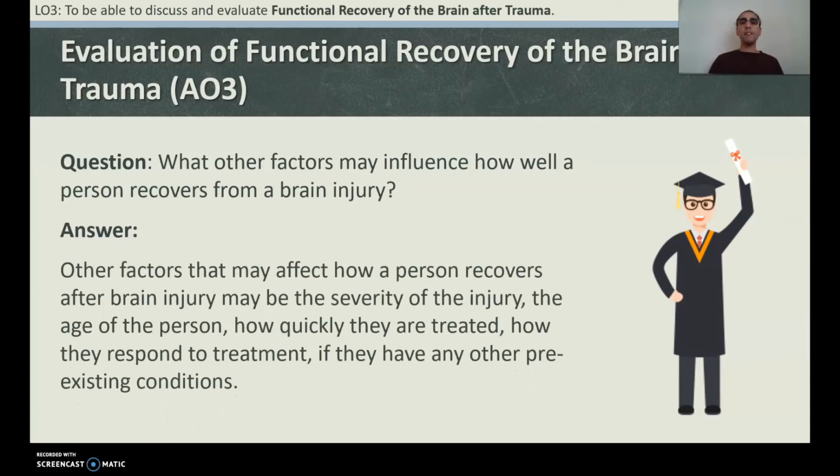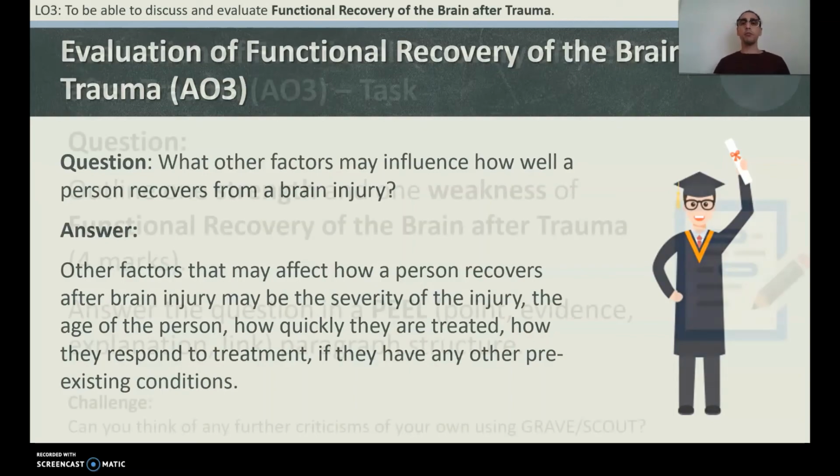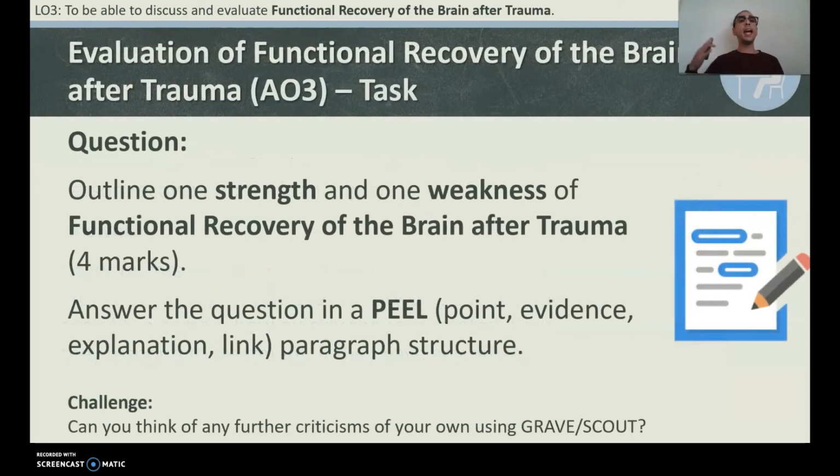Other factors that may affect a person's recovery after a brain injury may be the severity of the injury. Yeah, if it's a really severe injury, in comparison to a minor injury. The age of the person, how quickly they are treated, how they respond to treatment, and if they have any other pre-existing conditions. There are lots of things that might affect how well a person recovers. Okay, outline one strength and one weakness of functional recovery of the brain after trauma. Answer the question, using the appeal paragraph structure.